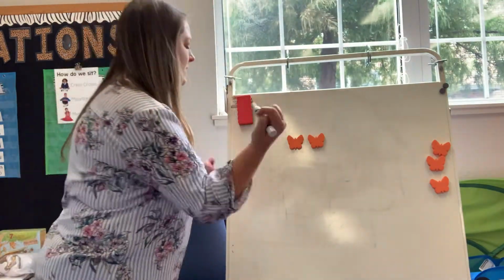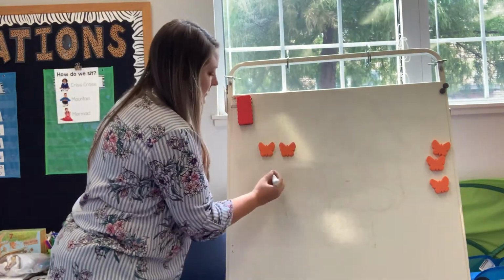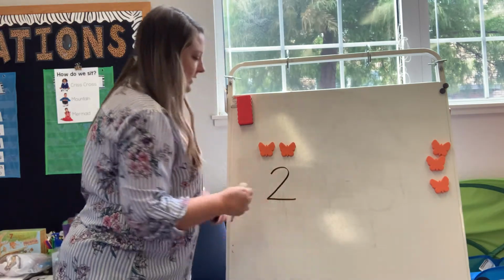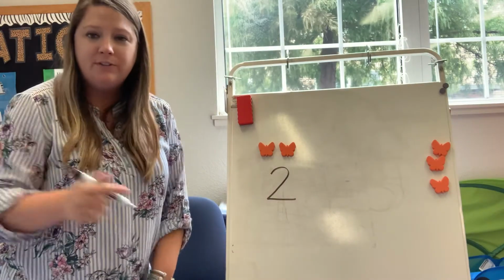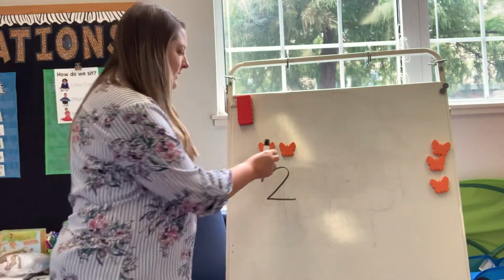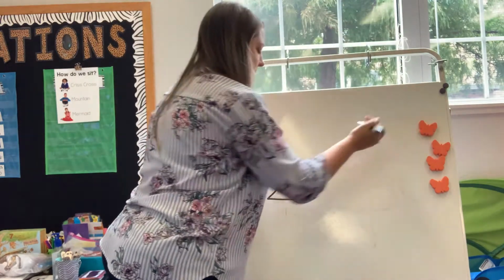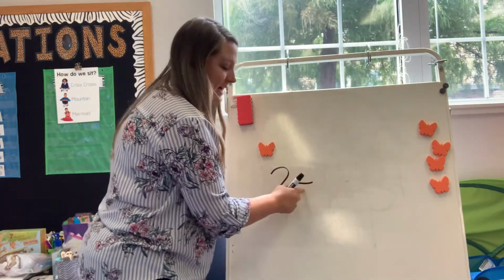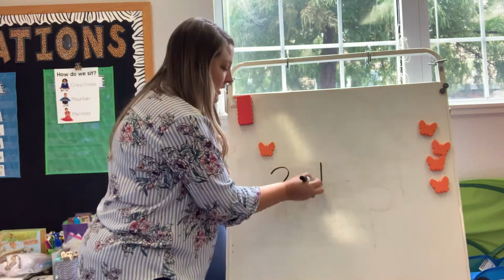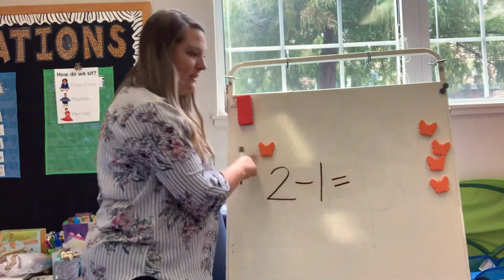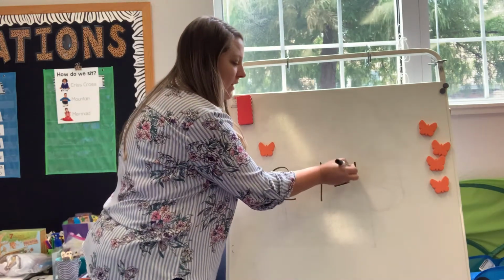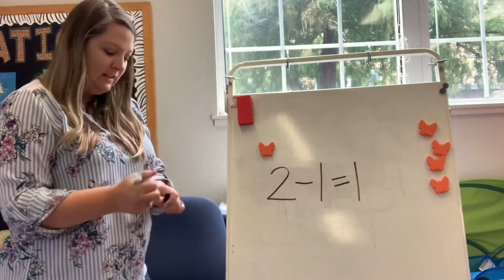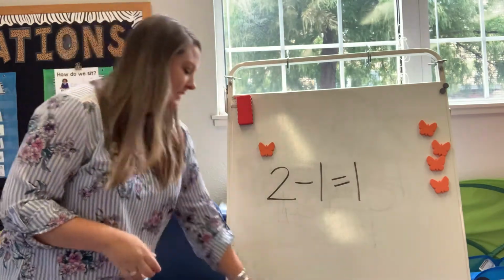I'm going to write that. I'm going to write a 2 because that's what I have, right? So, 2 butterflies were on a flower. Now, 1 butterfly flew off onto another flower. He flew off. So I'm going to take away minus 1 equals, how many do I have left? 1 butterfly left. 1 butterfly left, okay? All right, let's do 1 more together.